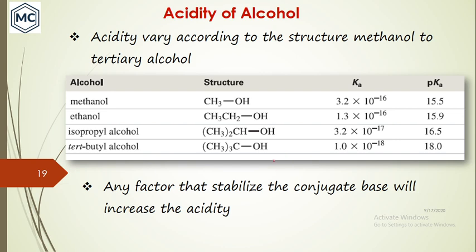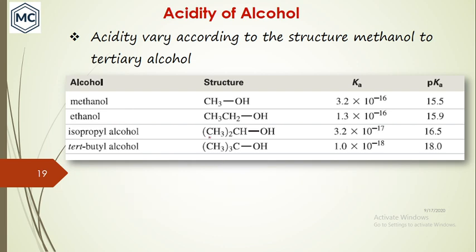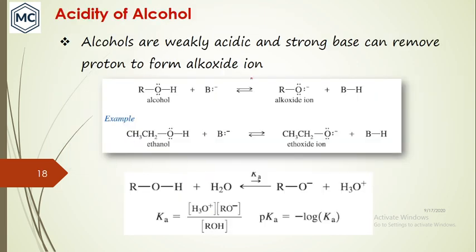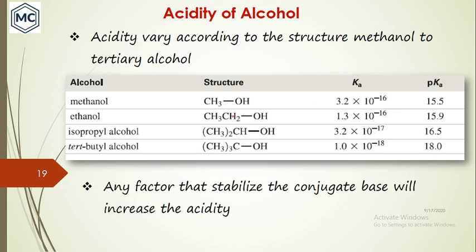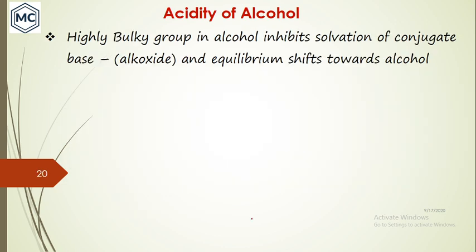So, what are the factors that govern the acidity of alcohol? The alkoxide formed here is normally called the conjugate base of alcohol. Usually this equilibrium will be shifted in this direction when the alkoxide, that is the conjugate base, is highly stabilized. So any factor that stabilizes the conjugate base, that is alkoxide, will increase the acidity. Next, what are the factors that can stabilize the conjugate base?